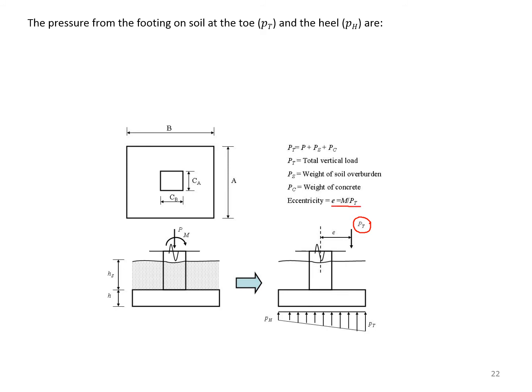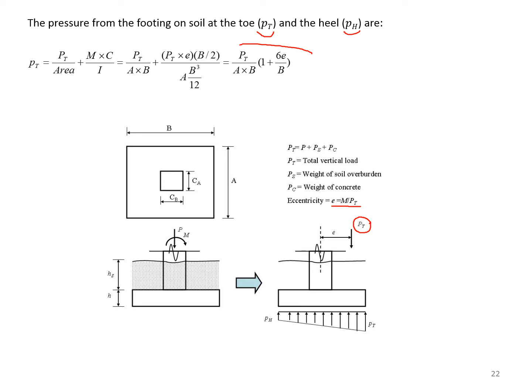The pressure from the footing on soil, at the toe we call it PT, and at the heel we call it PH. And they can be computed with the famous equation P over A plus or minus MC over I. So the equation is written here. I substitute for the area and the moment of inertia, and at the end for the toe pressure I come up with this equation. For the heel pressure it is the same equation, except there is a negative sign in here.